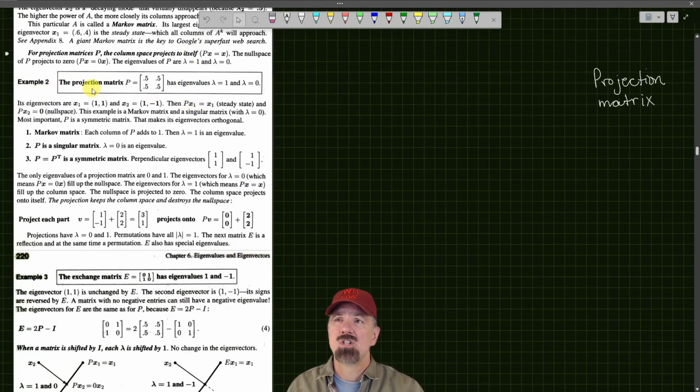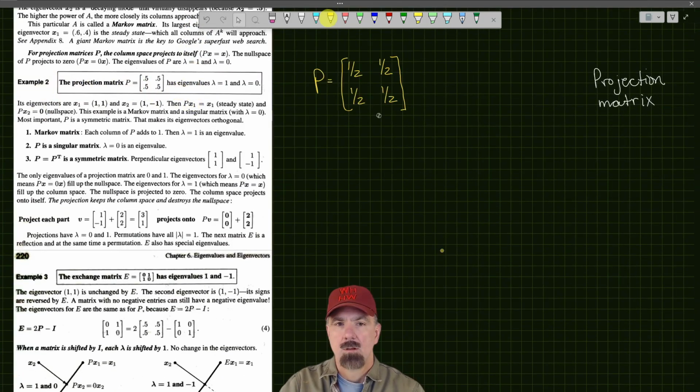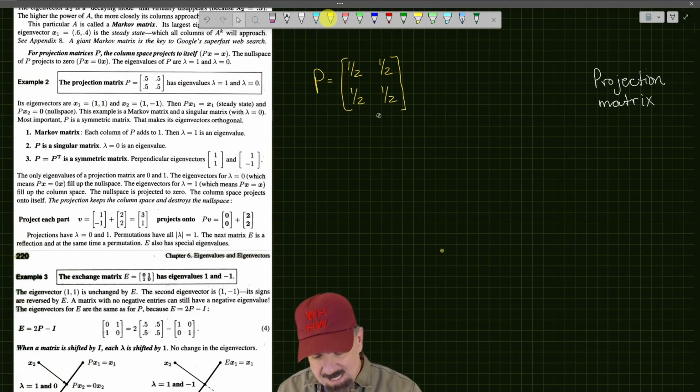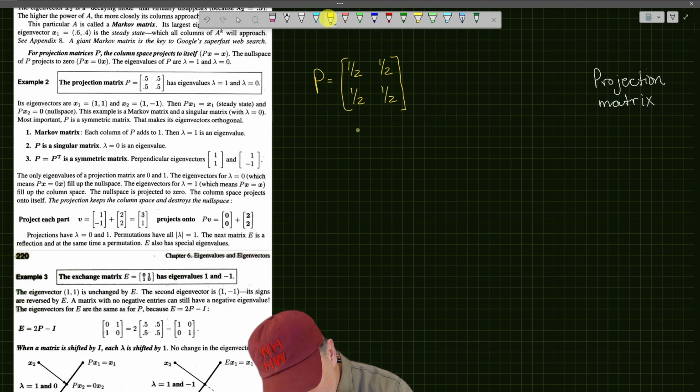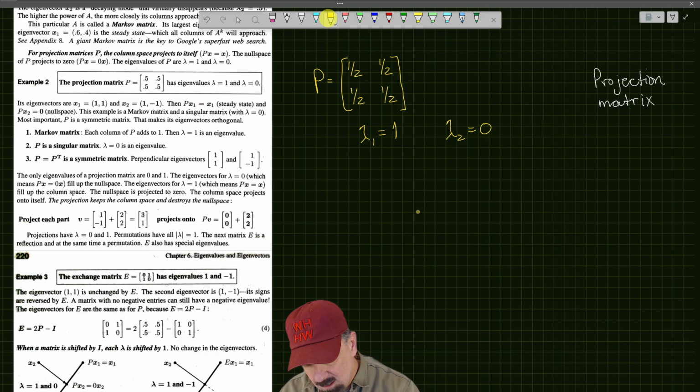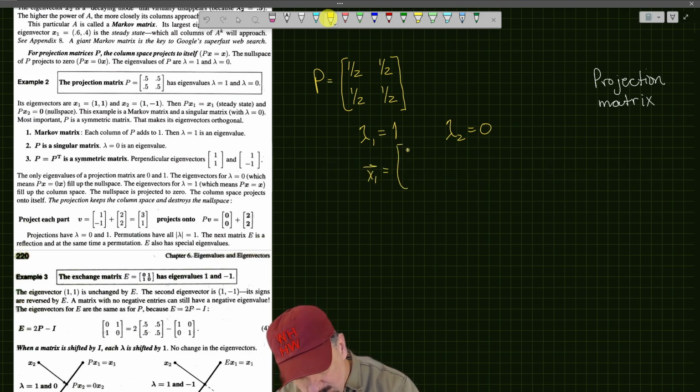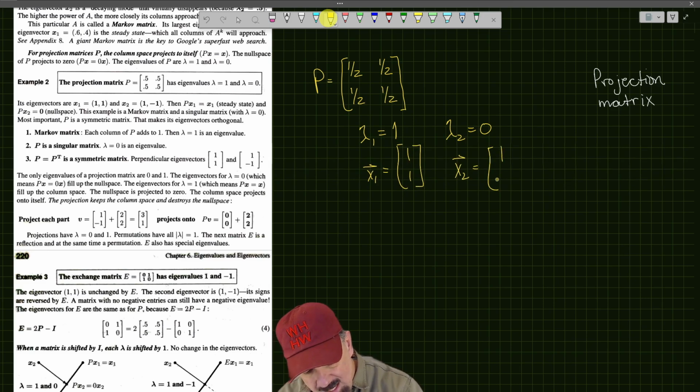So example number 2 here is the projection matrix. So I've written the matrix down here, and he goes on to tell us, hey, we have 2 eigenvalues. One of the eigenvalues is 1, and one of the eigenvalues is equal to 0. And for this particular matrix, we have the eigenvectors. So the eigenvector for 1, he tells us, is 1, 1. And the eigenvector for 0 is 1, negative 1.